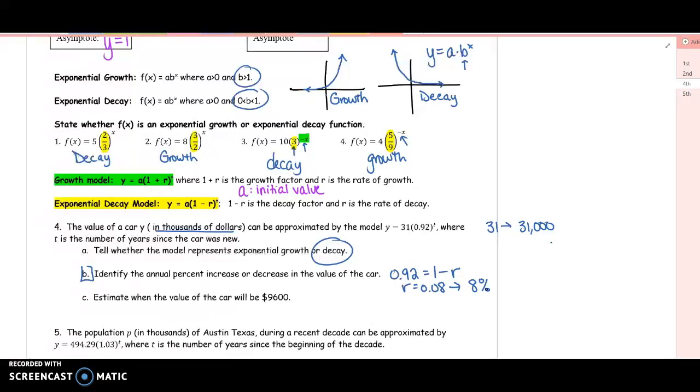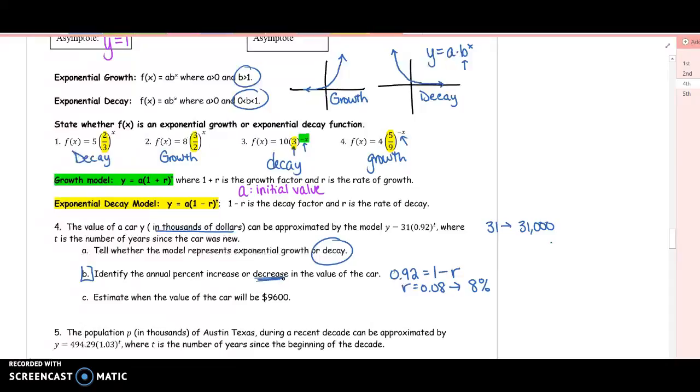This equation says we're starting with $31,000. We're keeping 92% of the value of the car each year. So what percent of the car's value are you losing each year? 8%. So think about, in that 0.92, what would it take to get back to a whole? It would take 8% to get back to a whole. So the annual percent decrease is 8%.